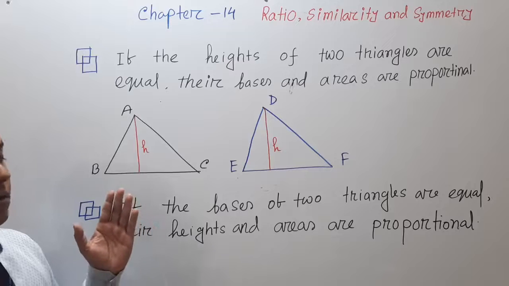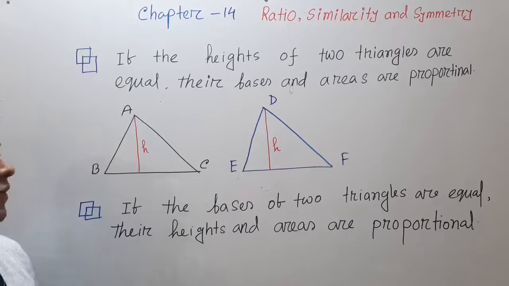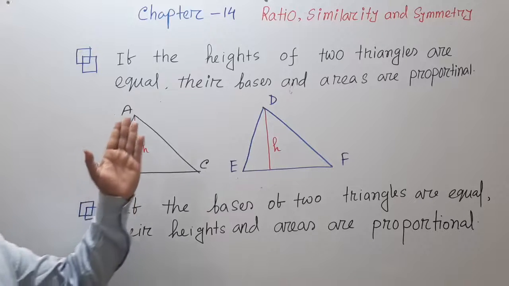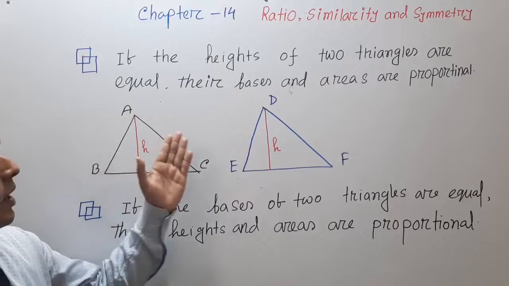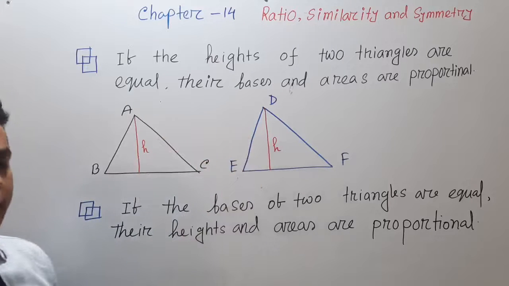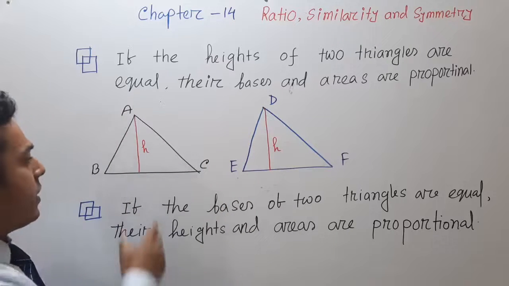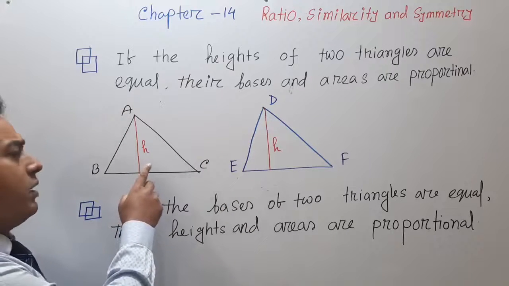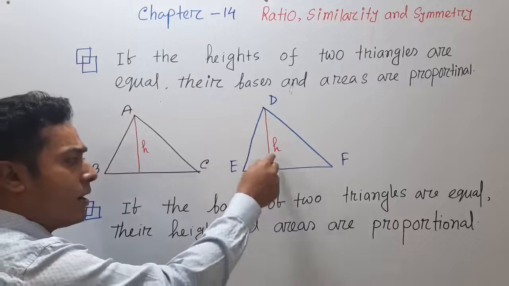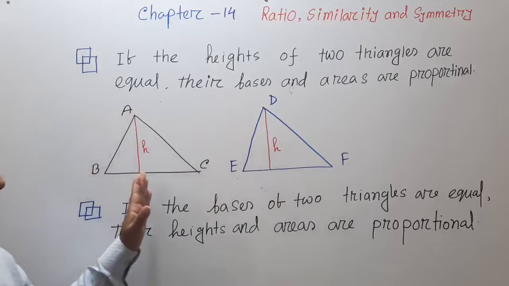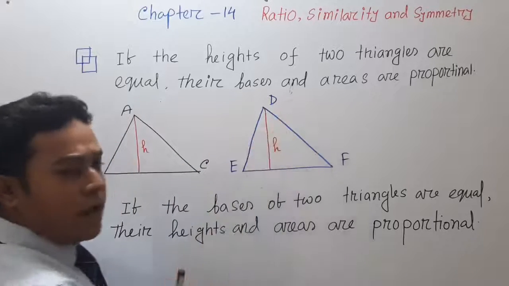Some basic rules are very important for your MCQ part. First one: if the heights of two triangles are equal, their bases and areas are proportional. Here, triangle ABC and triangle DEF have the same height; for ABC the height is h and for DEF the height is also h. If their heights are equal, then their bases and areas are proportional.